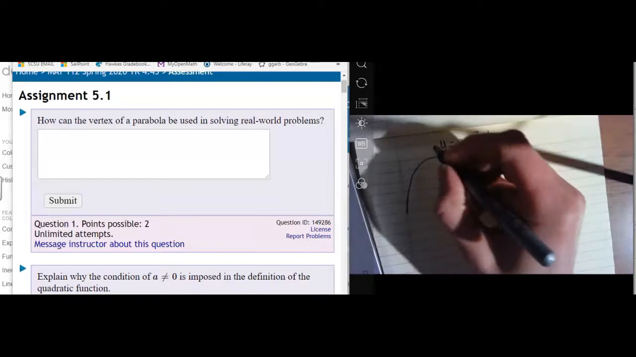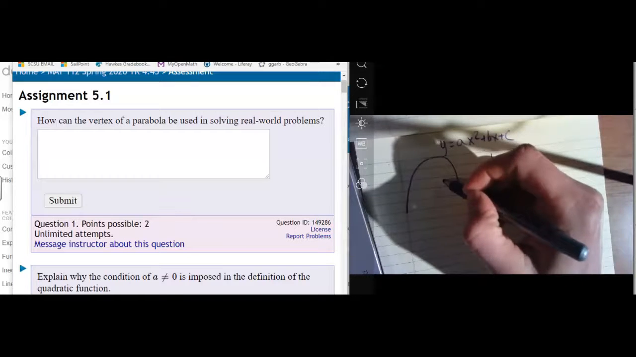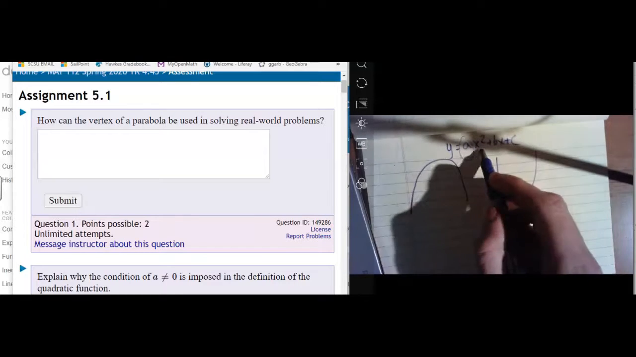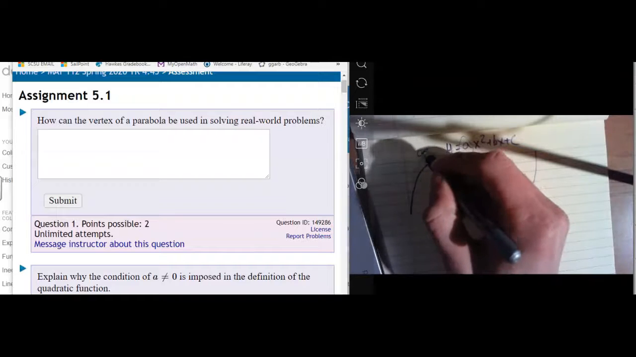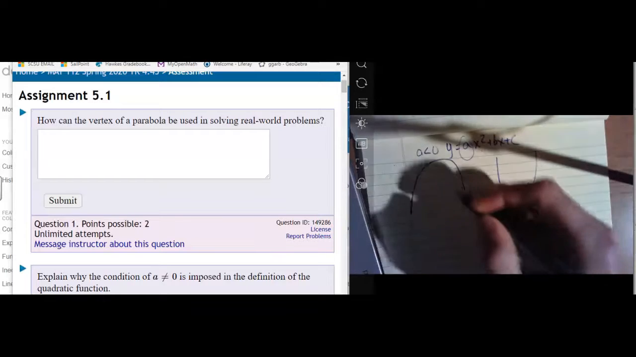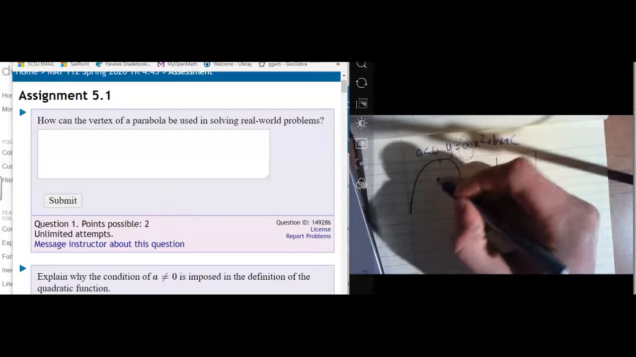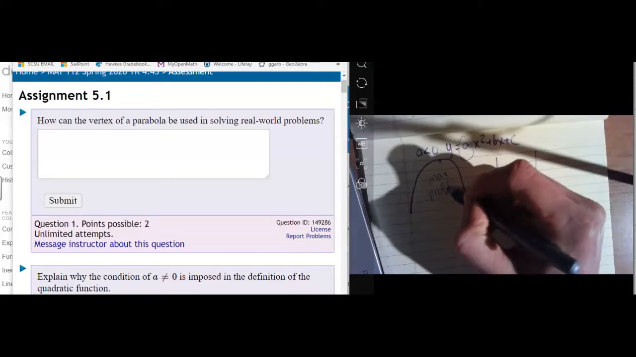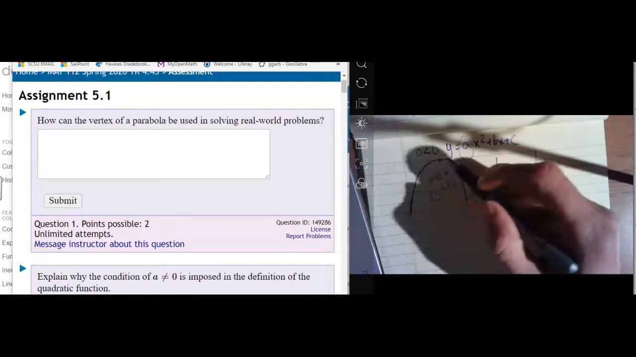Well, usually it's going to be in the shape of a parabola, either facing up or facing down. And if a, which is the coefficient in front of the x squared, is less than 0, it's going to be facing down like this. And there might be a maximizing problem, like maximizing profits, or it could be the height of a ball that's being thrown in a path.